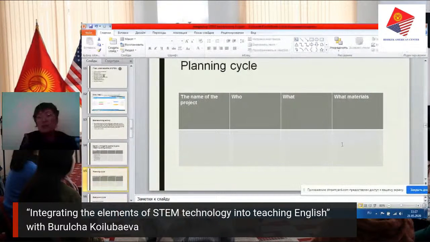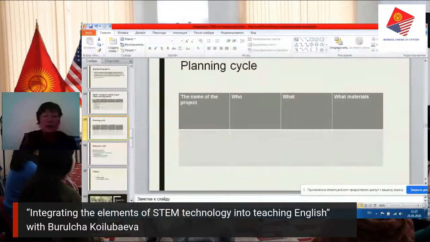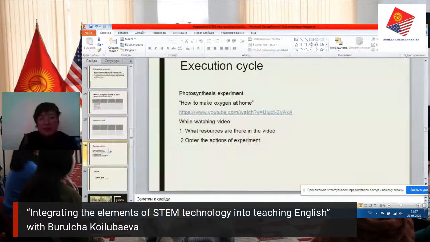They will write the materials. This is really nice. I like it very much in the Access program. I often use it. By the way, this template I took from an Access enhancement activity. The next is the planning cycle. Planning cycle means, sorry, after that the execution cycle, sorry.